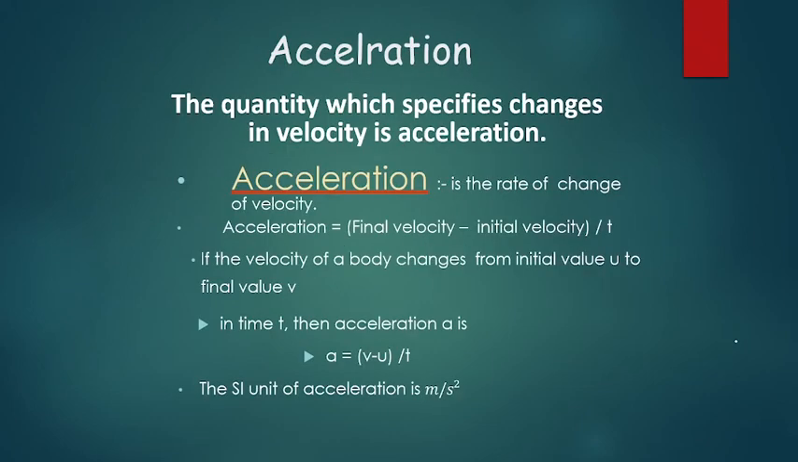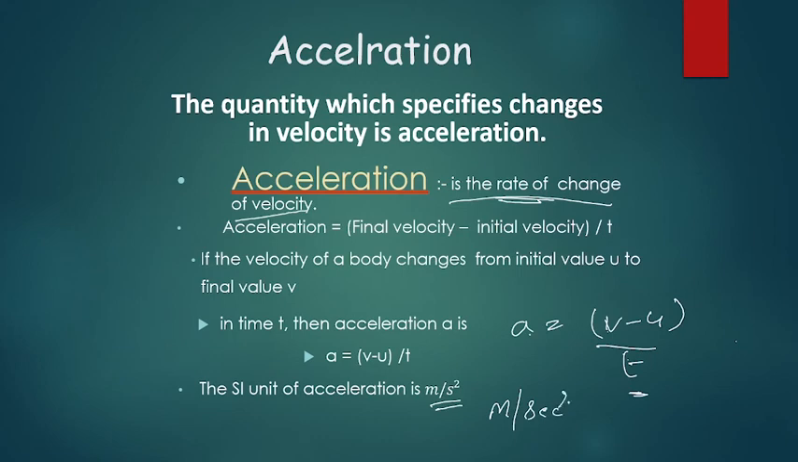Then moving on to acceleration. Acceleration is the rate of change of velocity. The formula for acceleration a is v minus u by t: final velocity minus initial velocity by time. Rate here means time. Rate of change of velocity is called acceleration, that's why in the denominator we have time. The SI unit of acceleration is meter per second square.